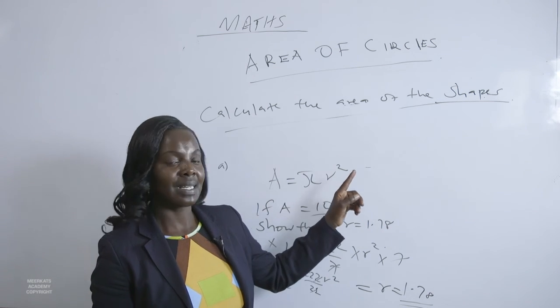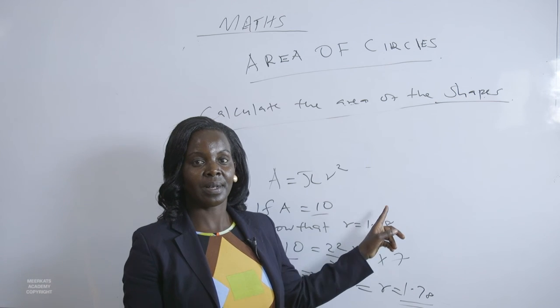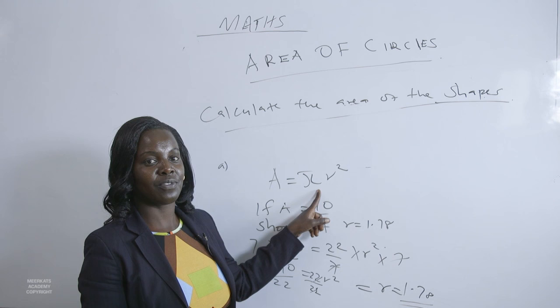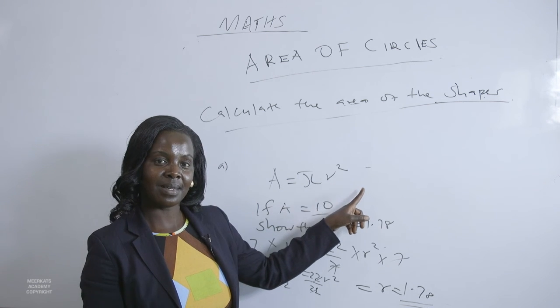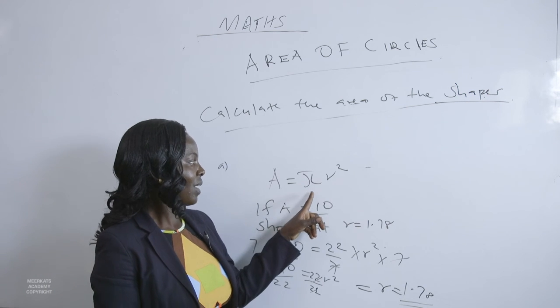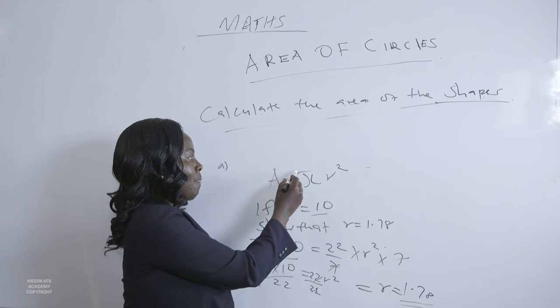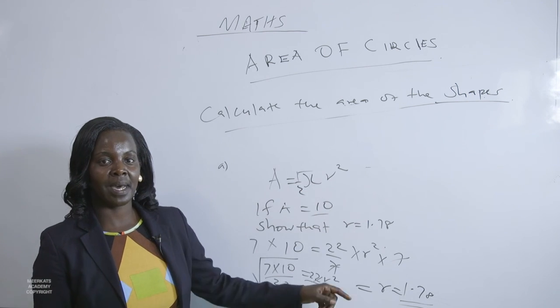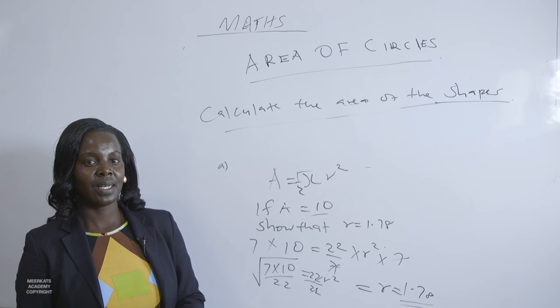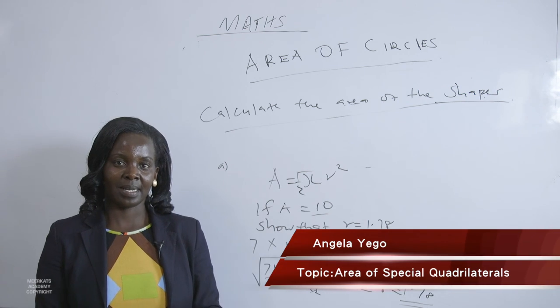Again, we have learned the area of a circle, and we have realized that to find the area of a circle, use the formula pi r squared. If it is a half of the circle, then we put a half to give us a half pi r squared. If it's a quadrant, which is a quarter of the circle, then it becomes a quarter pi r squared.